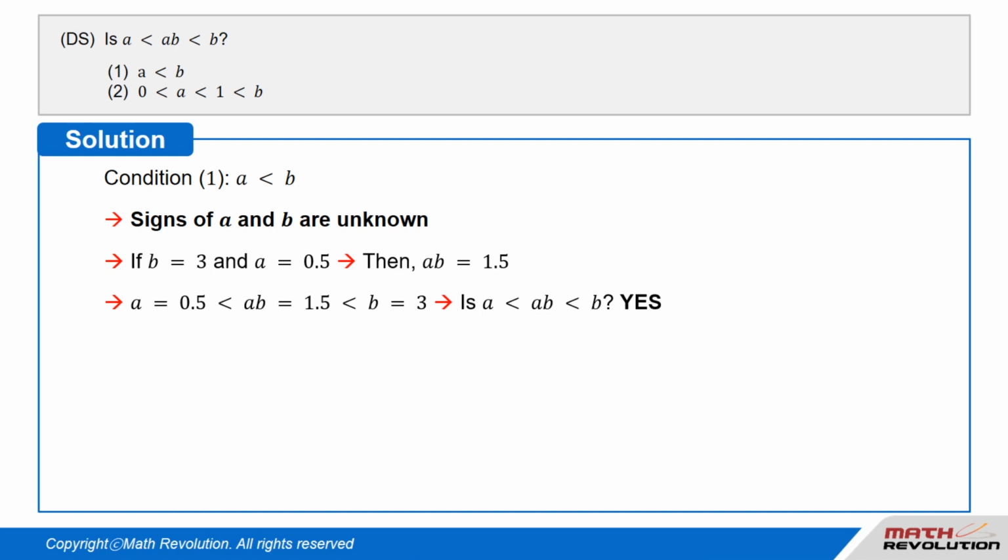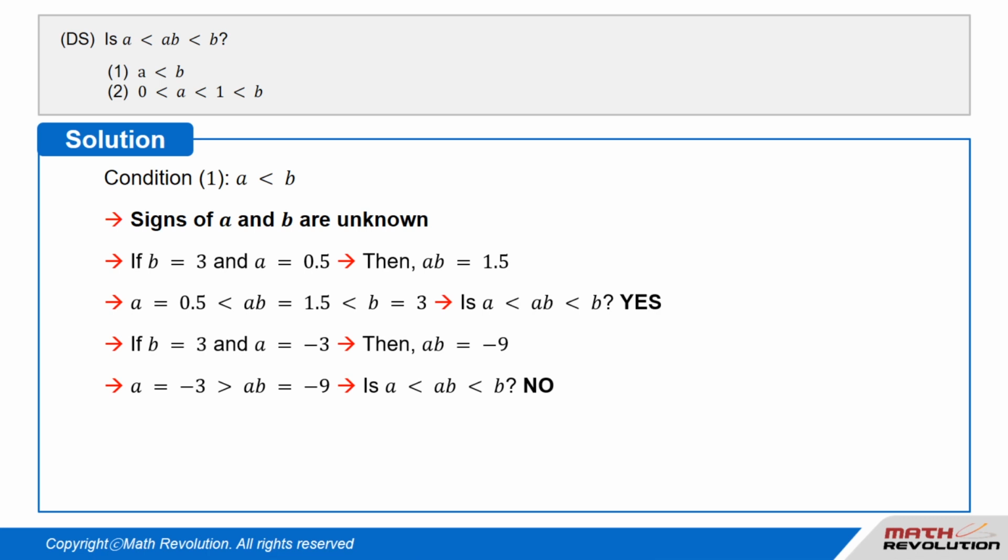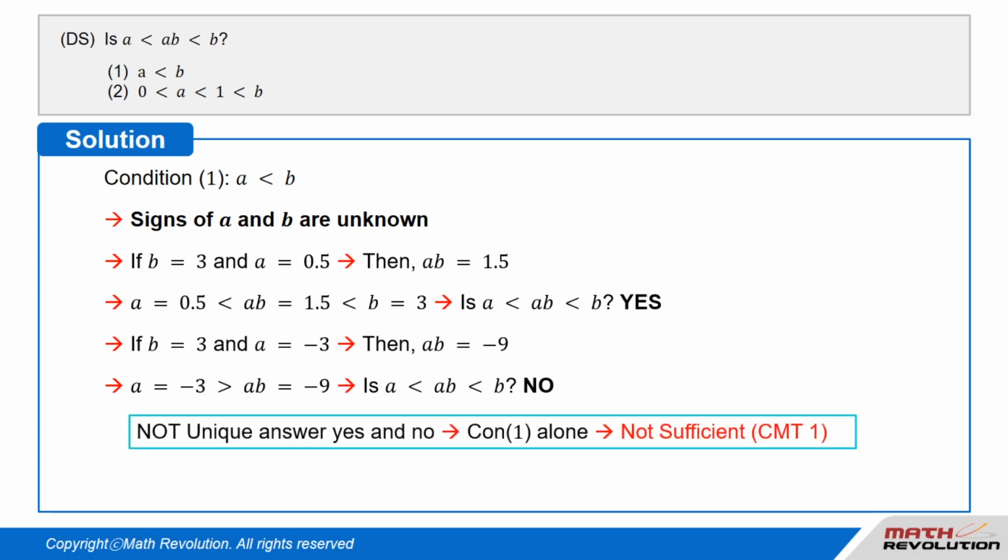Thus, the answer to the question is yes. However, if B equals 3 and A equals negative 3, then A times B equals negative 9 and A equals negative 3, which is greater than A times B, which equals negative 9. Thus, the answer to the question is no. We cannot have both yes and no as the answer. Therefore, condition 1 is not sufficient according to CMT1, which states that if you get both yes and no as the answer, it is not sufficient.